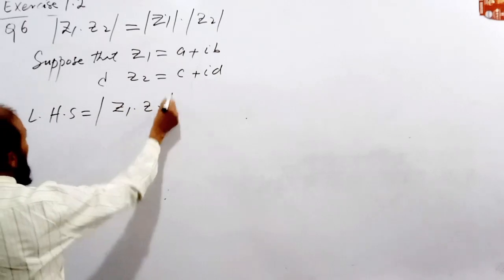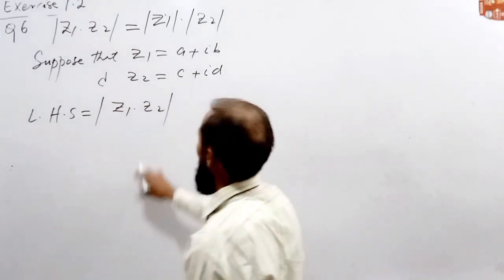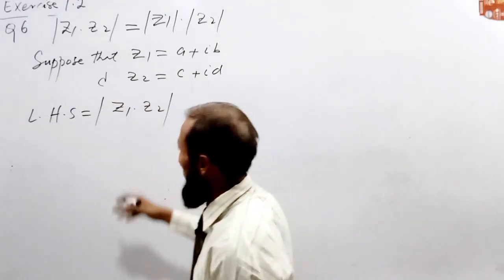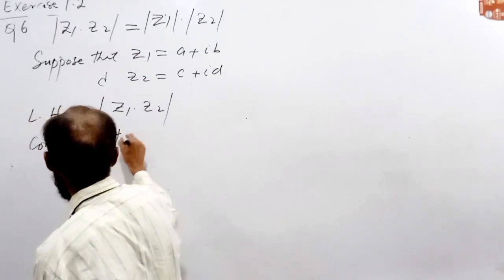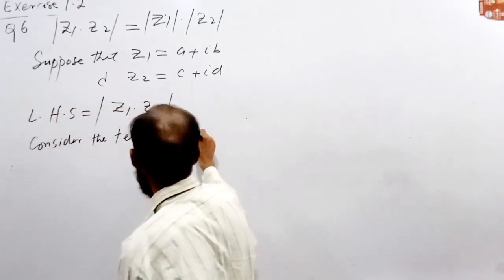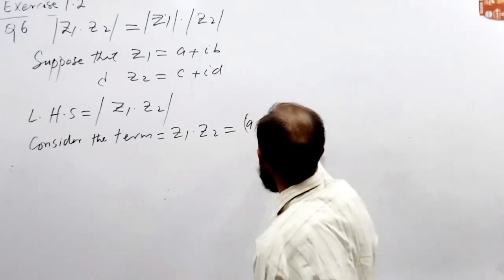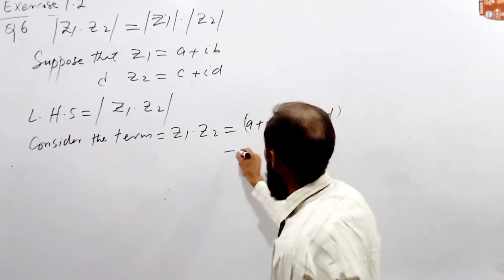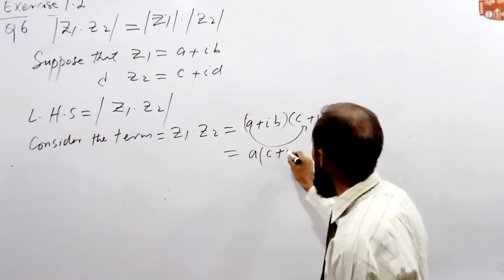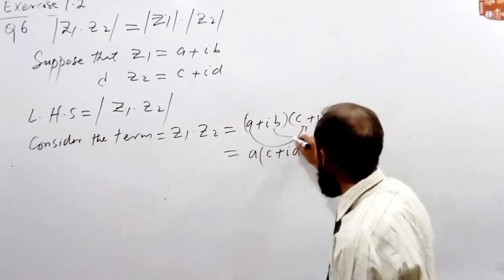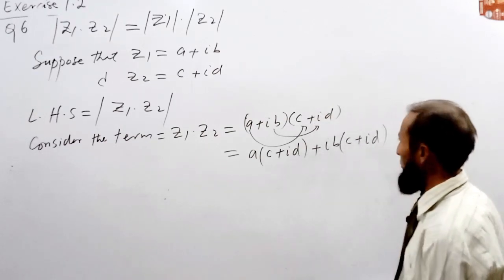The absolute value of z1 z2. Now look here, we cannot directly take the absolute value. First of all, we require the product of these two terms. Consider the term z1 dot z2. First of all, we multiply a plus iota b and c plus iota d. Now multiply: a is multiplied to both terms, a into c plus iota d, and similarly we multiply iota b to c plus iota d, to both terms.